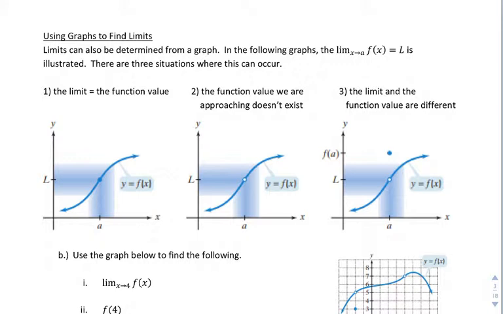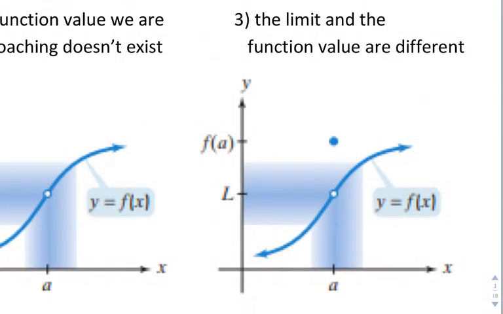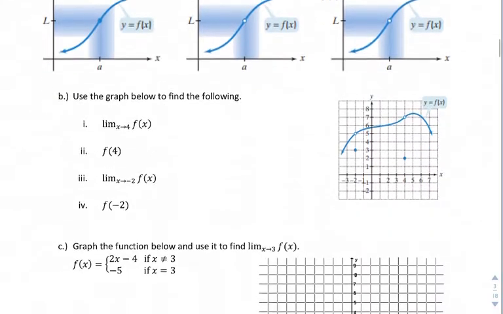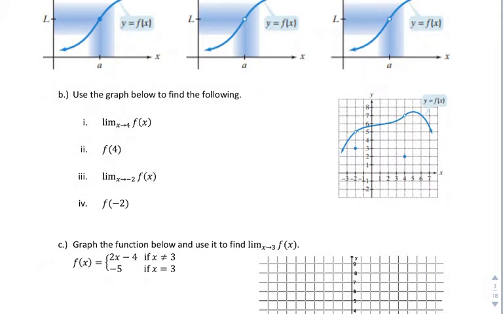So the limit is equal to the function value. So that would be, if I plug in f of 4, my limit would be the same thing. Or the function value we are approaching doesn't exist, meaning there would be a hole in your graph, or the limit and the function value are different, meaning that it would be a point discontinuity. So what we're going to do is look at the graph and figure out all our limits.